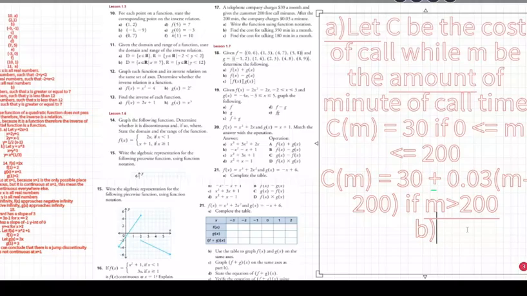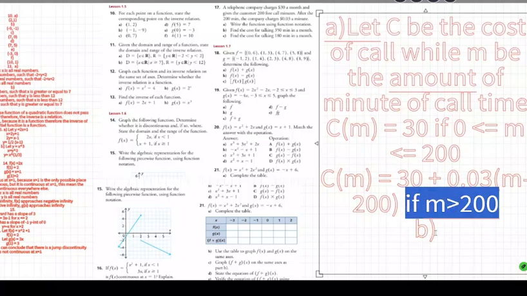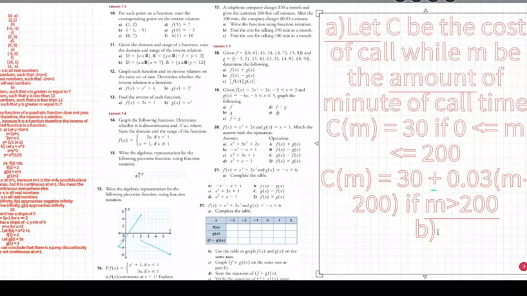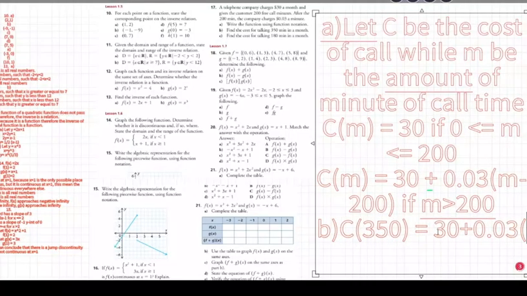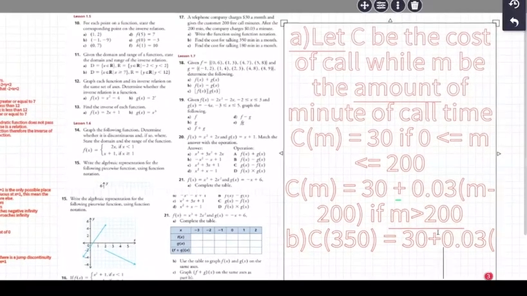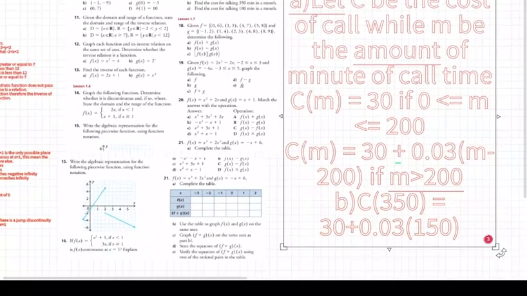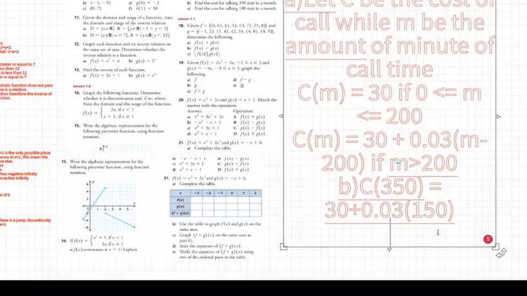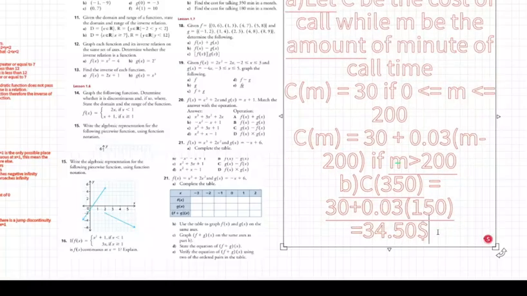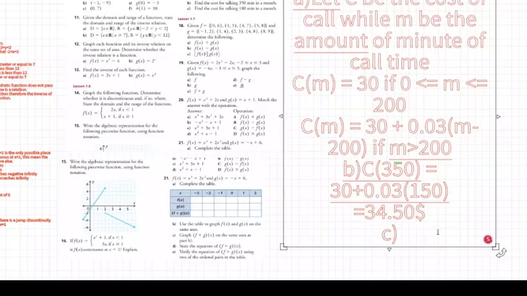Find the cost for talking 350 minutes in a month. So obviously for 350 minutes, it qualifies immediately for the second bracket because M is greater than 200. Let's go ahead and calculate that. So we're just plugging it in. So C of 350 is going to equal 30 plus 0.03 times (350 minus 200). That's 150. So this will immediately get us 30 plus 3 cents times 150, so 4.50. So that would be equal to 34.50. This is in dollars. Keep your units.